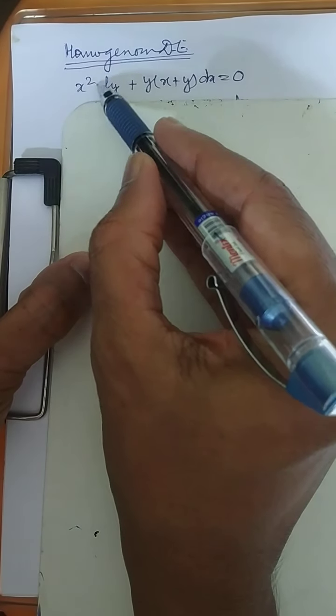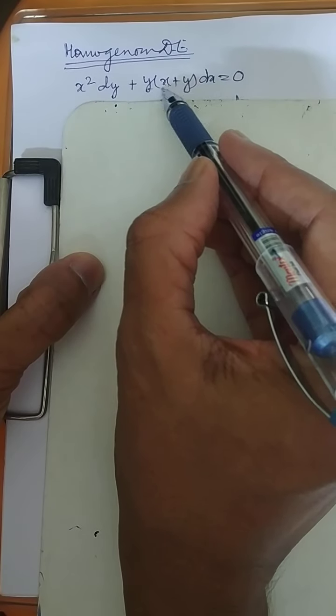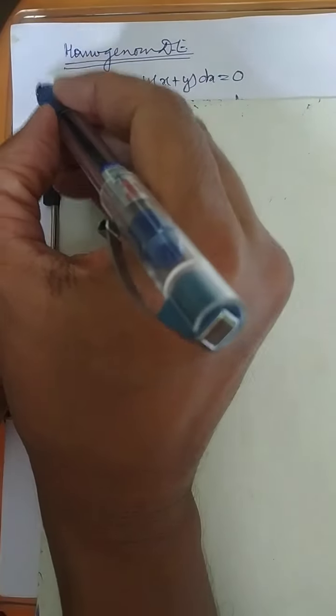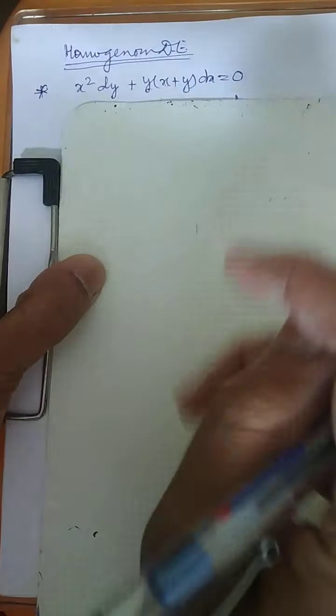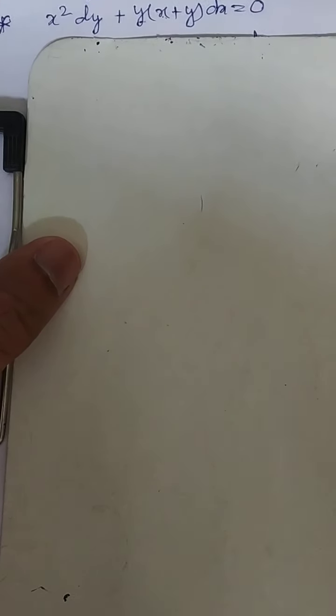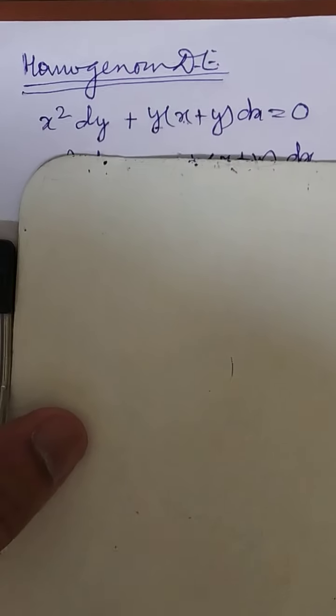Why is it called homogeneous? The degree of each term will be the same. Here it is 2. Here also, if you open up, xy will have a degree of 2, y square will also be equal to 2. So whenever you notice something like this, then you can apply the concept of homogeneous differential equation. Now your question will be how to make use of this remark.